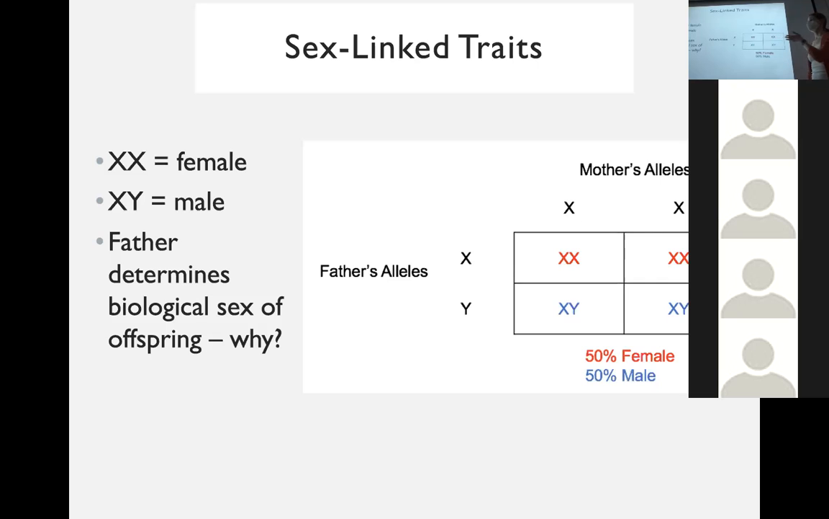So the father basically determines the biological sex of the offspring. Why is that? Exactly. He is the only one who can donate a Y. The mother, no matter what, is donating an X. Women don't have anything else to donate. We can only donate X's. The father can donate an X or a Y. If he donates an X, that's going to create a daughter. If he donates a Y, it creates a son.